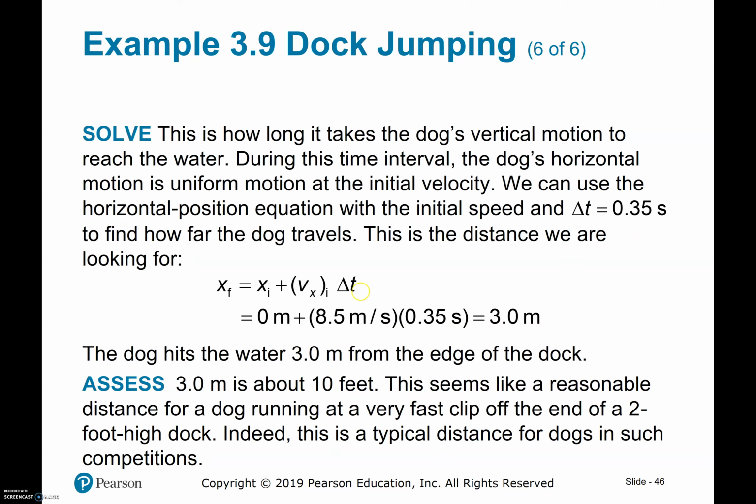Now that we know the time, we can use the equation for the horizontal position to solve for the final position. The final position, which is what we want, is the initial position plus the velocity in the x-axis, Vx initial, which never changes because there's no acceleration in the x-axis, times the time. And that gives me 3 meters. And that's the distance that this dog jumps.